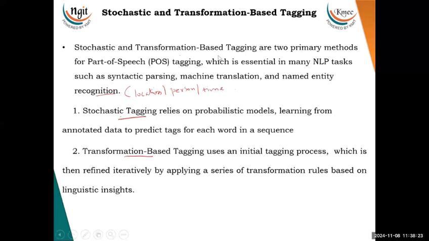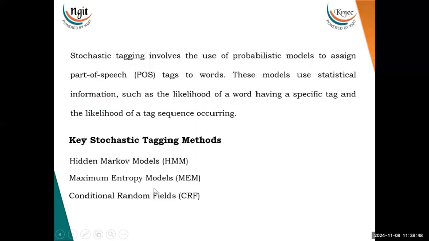So first one is stochastic tagging, which relies on probabilistic models, learning from annotated data to predict the tags for each word in a sequence. Second is transformation based tagging. This initially tags the words, an initial tagging process, which is then refined iteratively by applying a series of transformation rules based on linguistic insights. And then we'll first look into stochastic based tagging.